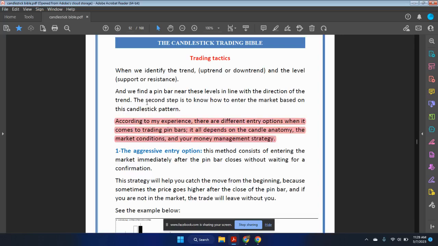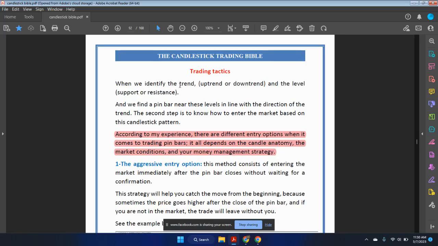So last week, on Sunday, we went over, of course, how to identify the trend. We know how to do uptrend and downtrend, but they were talking about how you can find the pin bar and be able to make money.